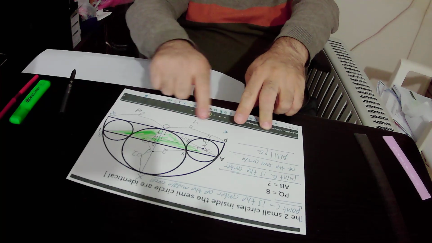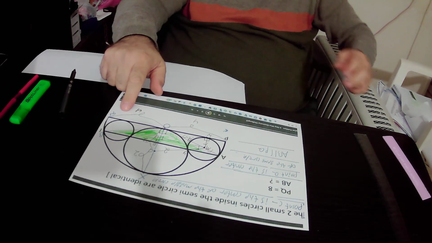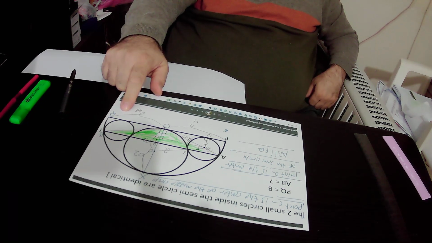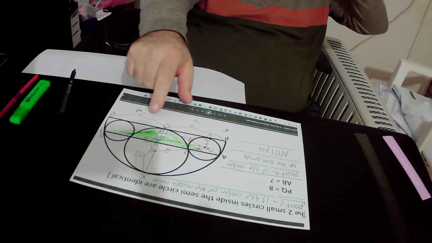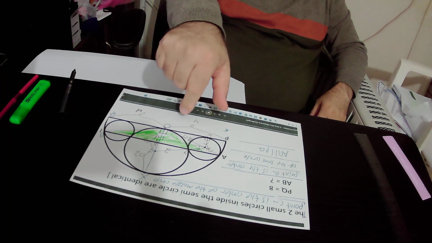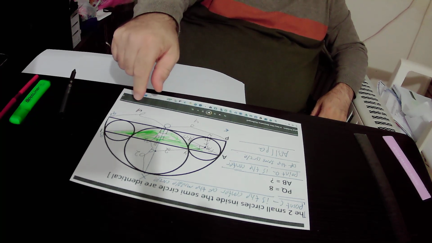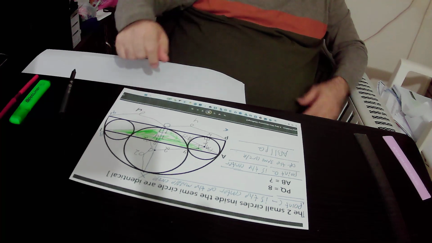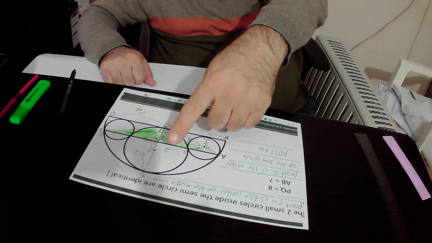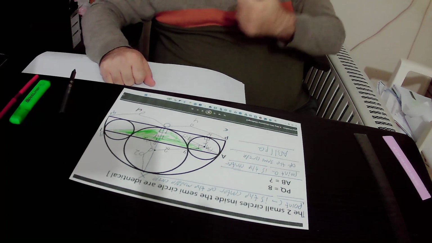And PQ, the diameter of the semicircle, equals 8 units, and the diameter is always twice as large as the radius. So if the diameter equals 8 units, then the radius will be equal to 4 units. So the radius PO of the semicircle will be equal to 4 units, the radius OQ of the semicircle will be equal to 4 units, and the radius OX of this semicircle will also be equal to 4 units.